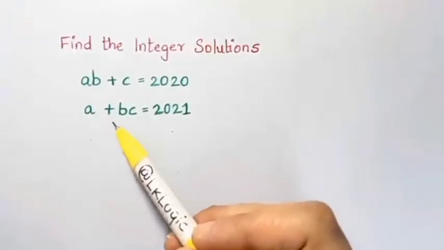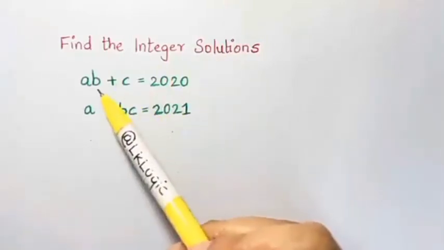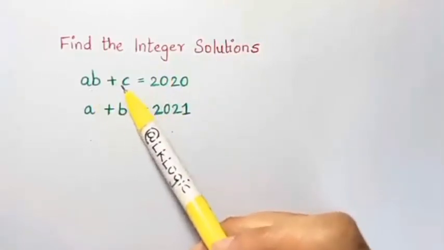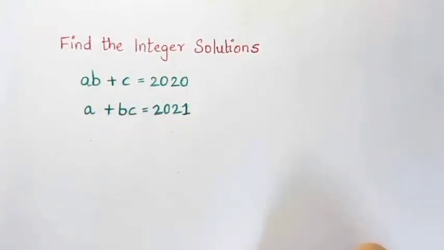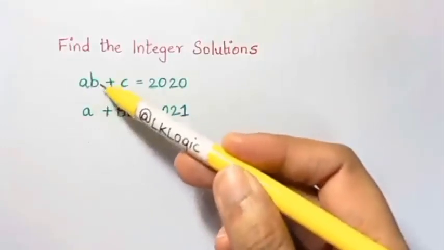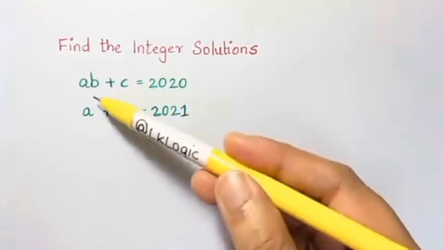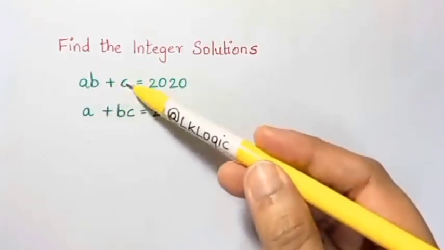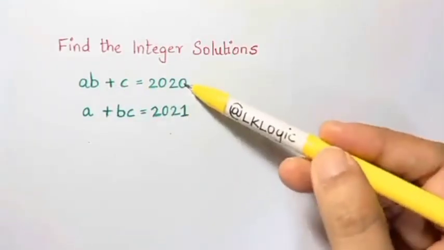Here we have another Math Olympiad question which says find the integer solutions for this. AB plus C equals 2020, A plus BC equals 2021. Now here usually we have done equations with two variables. Here we have two equations with three variables. So how many solutions are there? We have to find out what is the value for A, what is the value for B, and what is the value for C.